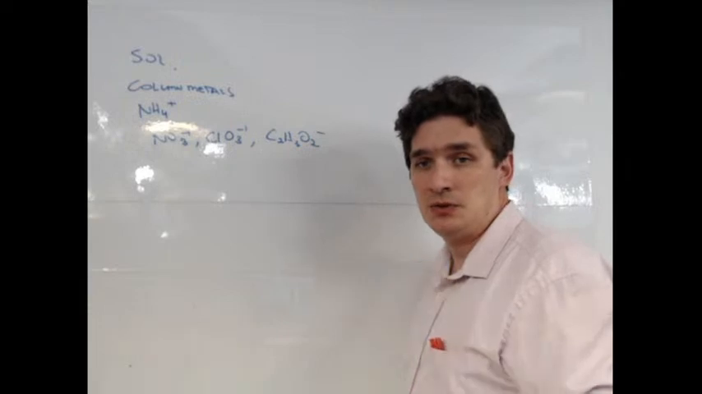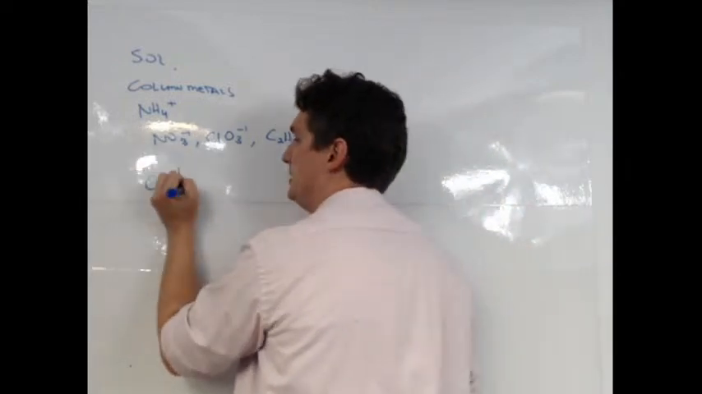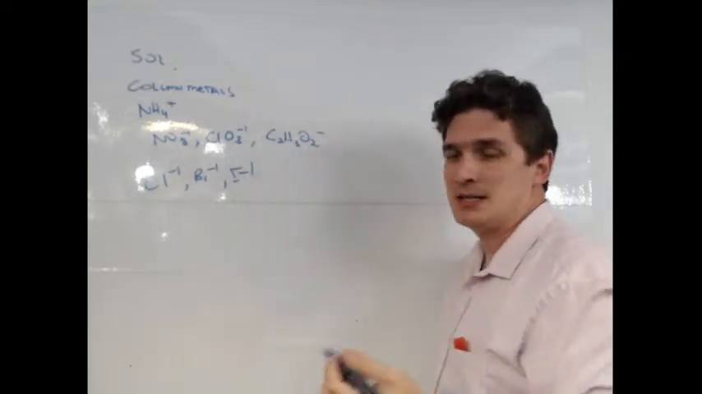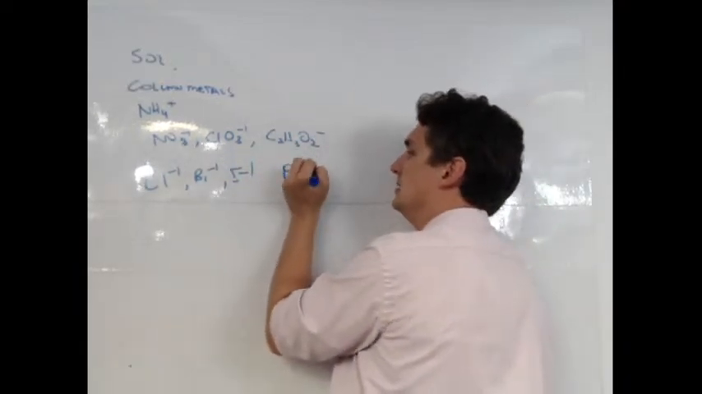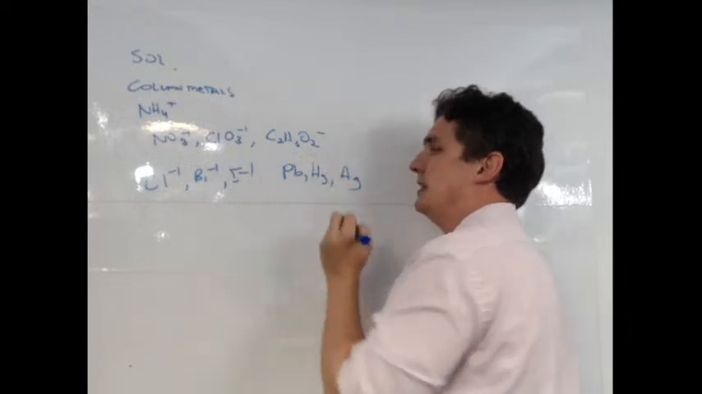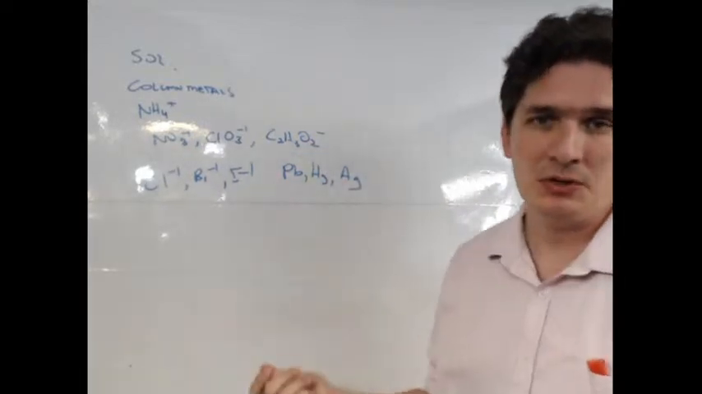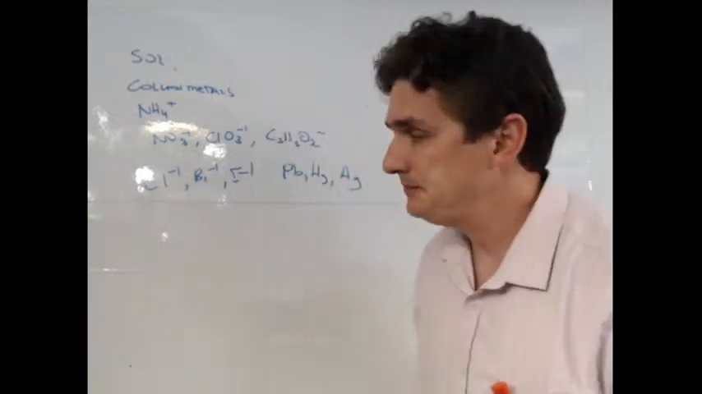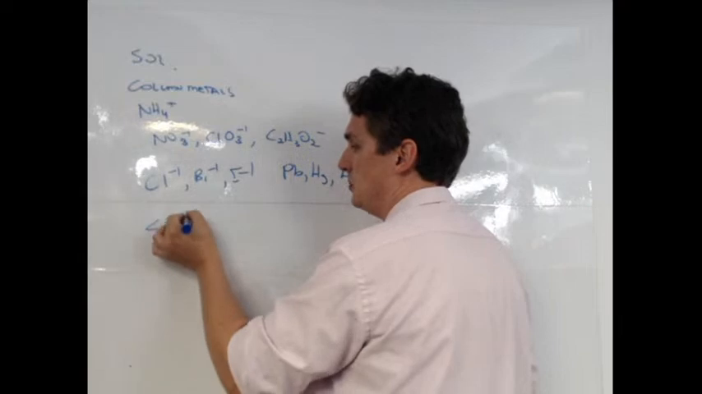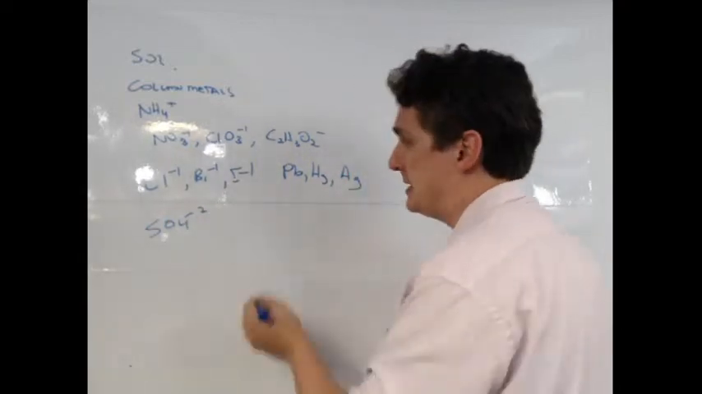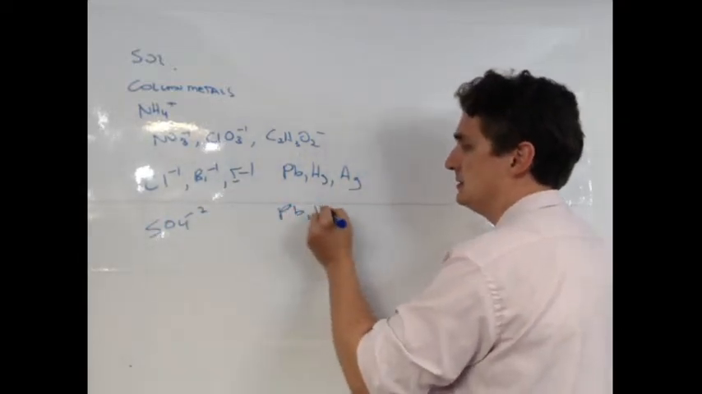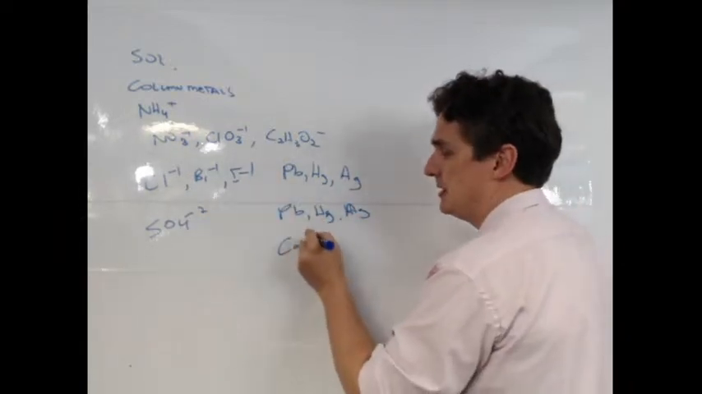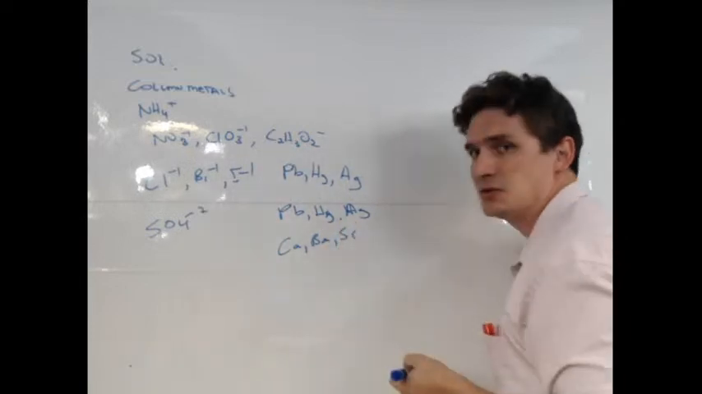Now, we have 2 others: chloride, bromide, and iodide. These are all soluble in water except for lead, mercury, and silver. So lead chloride, mercury chloride, silver chloride, bromide, iodide, those are insoluble in water. Sulfate, SO4 2-, soluble in water except for lead, silver, mercury, same as these, plus calcium, barium, and strontium.